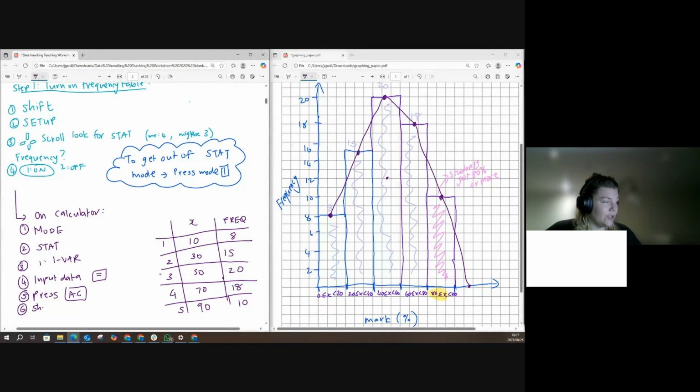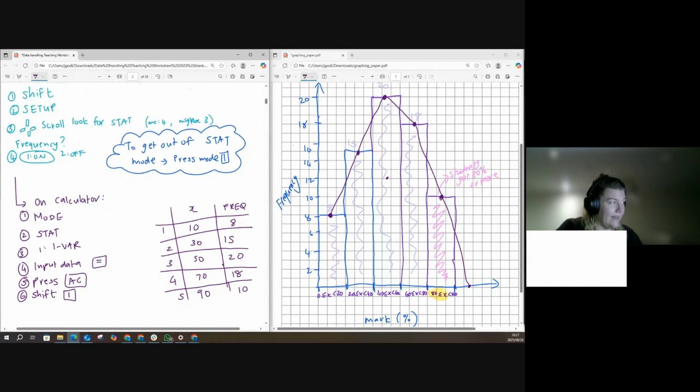And shift 1. And then it's going to give you a whole bunch of options. And we're going to say 4 for var. So you're going to push 4.